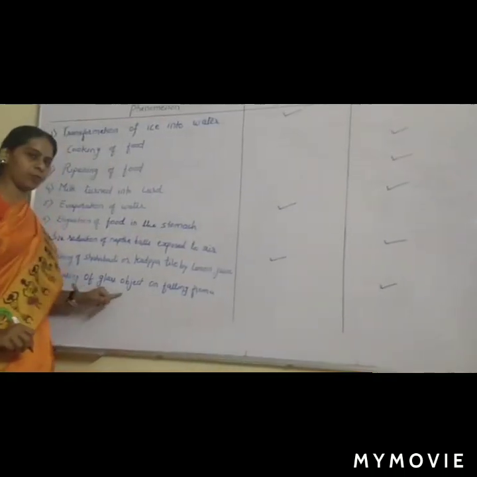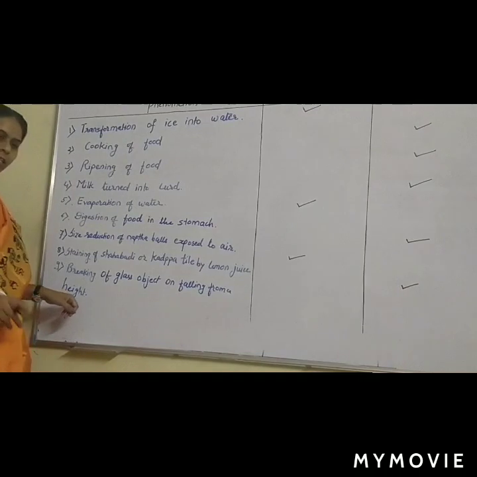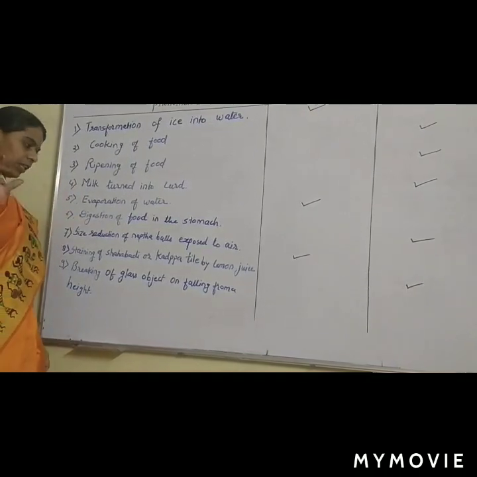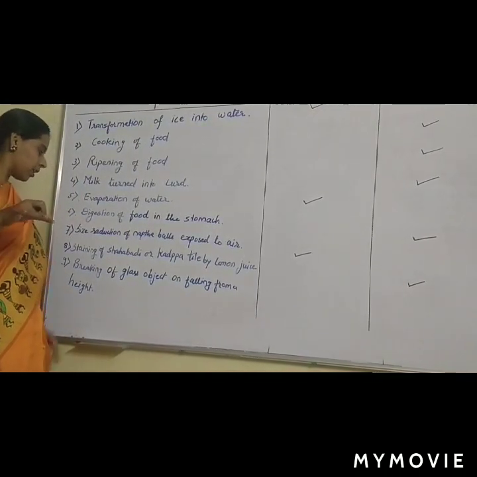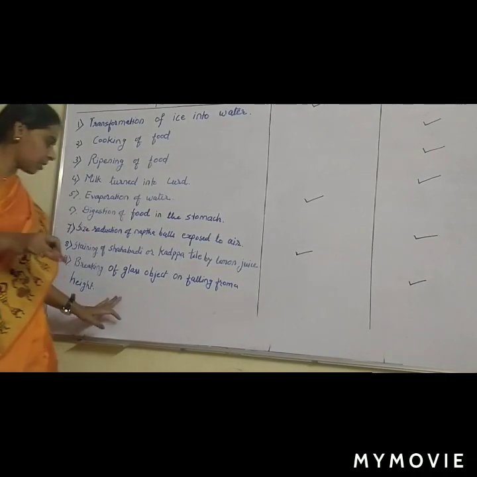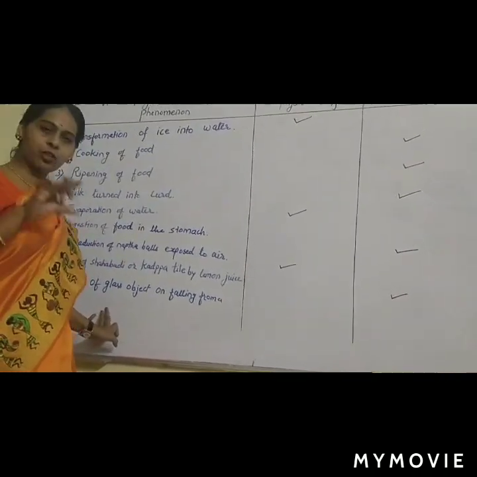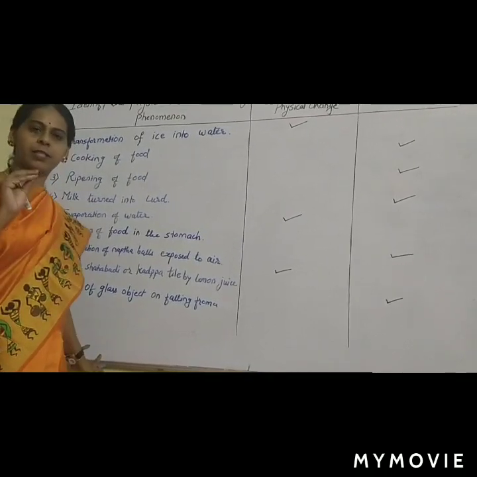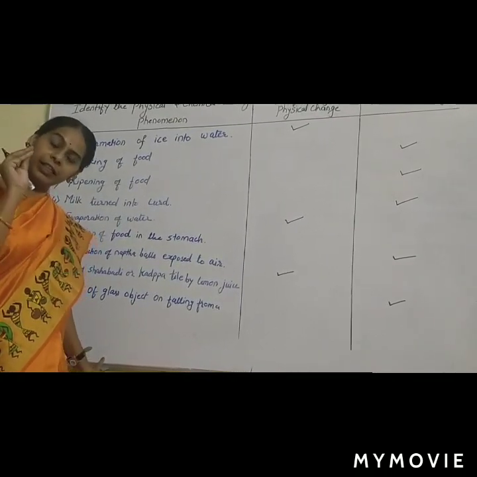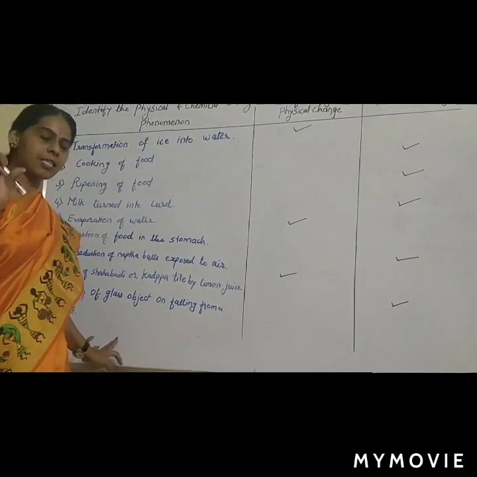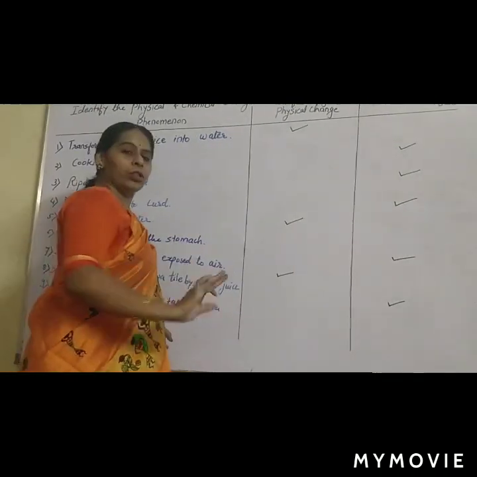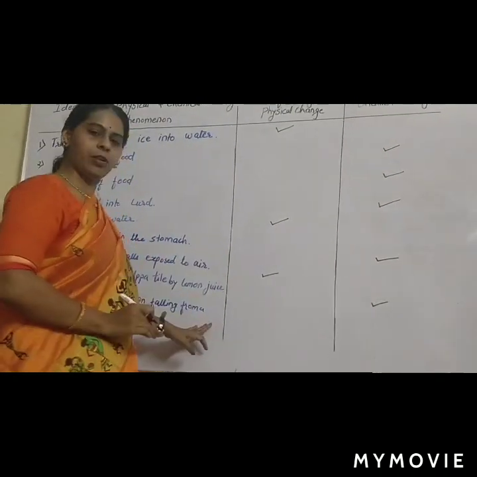Breaking of a glass object on falling from a height. If you drop a glass object from a height, it will break into some pieces, but during that breaking, the composition of the matter will not change. Whatever you break, it will still be glass particles only. So no new compounds are formed. So this is an example of physical change.